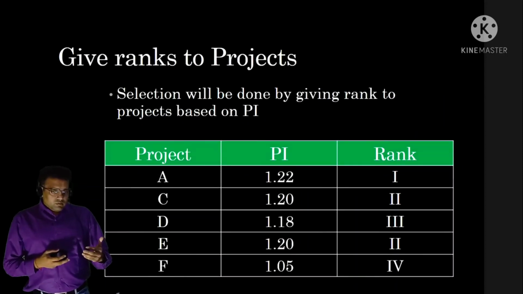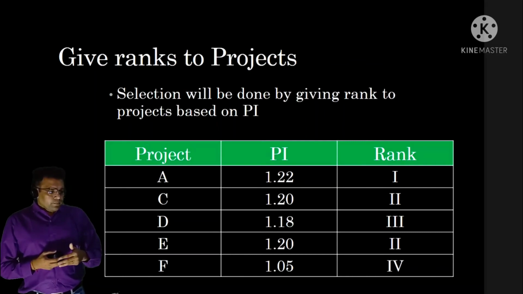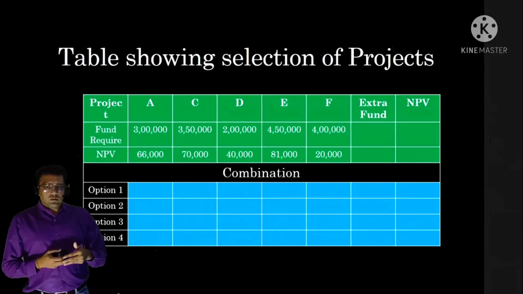So the first step is to give rank, so that we can get an idea of which project to select first. The ranking rule is that the project with the highest PI will be given first rank. So project A is first rank, projects C and E have equal PI, which is 1.2, the second highest, so we give them rank 2, and project D is third rank, and the last is project F. These are the various options which you can have.